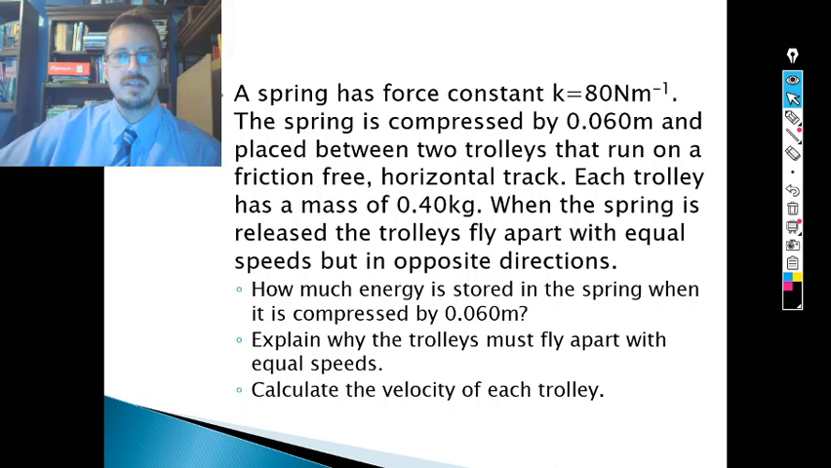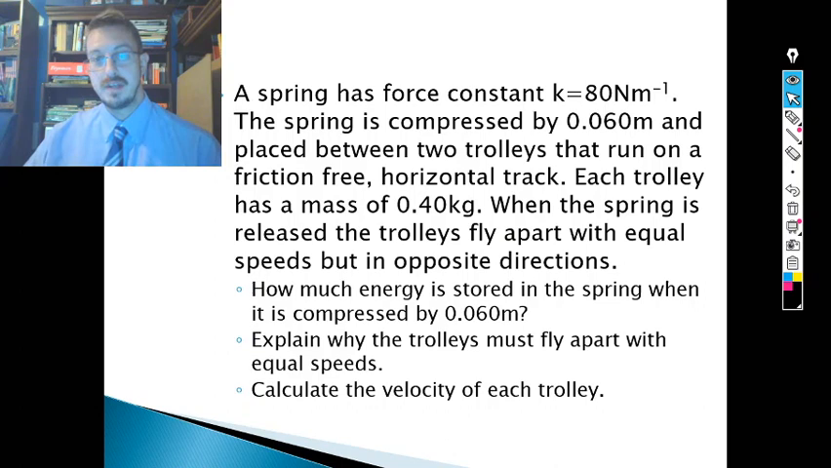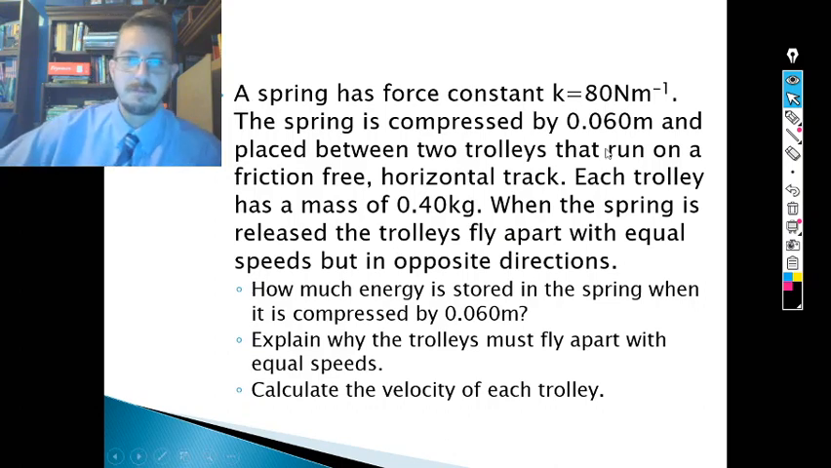A spring has a force constant, k equals 80 newtons per meter. The spring is compressed by 0.060 meters and placed between two trolleys that run on a friction-free horizontal track. Each trolley has a mass of 0.4 kilograms. When the spring is released, the trolleys fly apart with equal speeds but in opposite directions. And we want to know how much energy is stored in the spring when it is compressed. Explain why the trolleys must fly apart with equal speeds and calculate the velocity of each trolley. This sounds like it's really connected to that law of conservation of momentum that we just studied last chapter. We'll do this one in class this week.